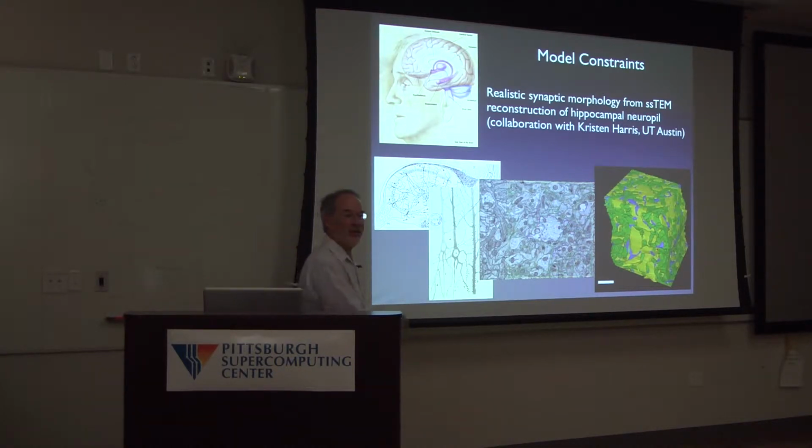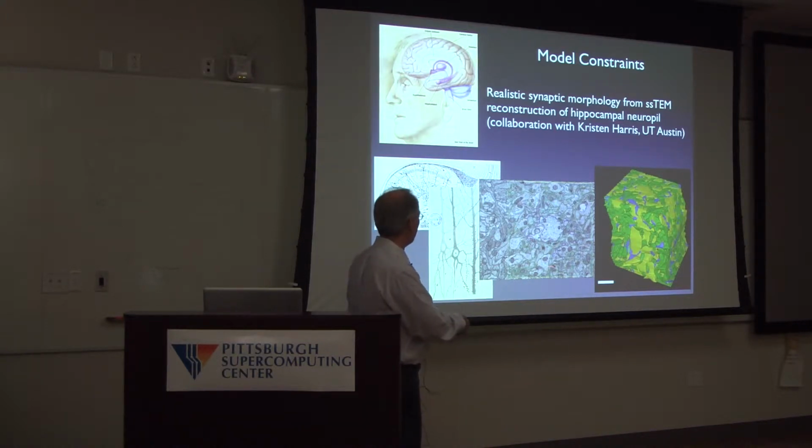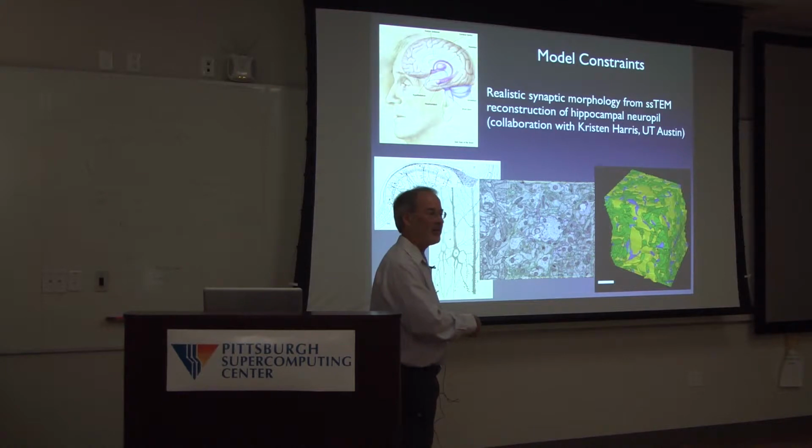So Kristen Harris took a chunk of area CA1 hippocampal rat tissue from stratum radiatum in an adult rat, and made a 6 by 6 micron in X and Y by 5 microns in Z, 100 slices of 50 nanometer thick thin sections, and traced out the outlines of all the cellular components. The yellow are dendrites, the green are the axons, and the blue is astrocytic glia.